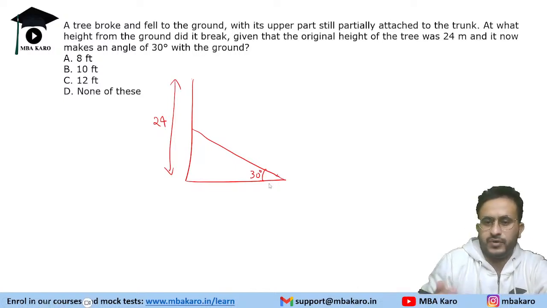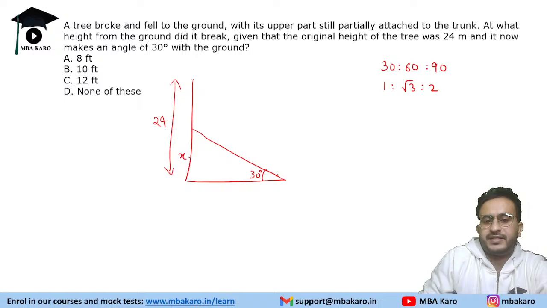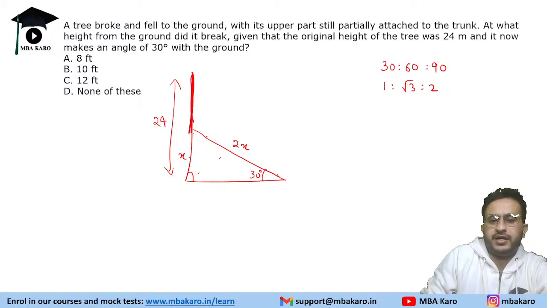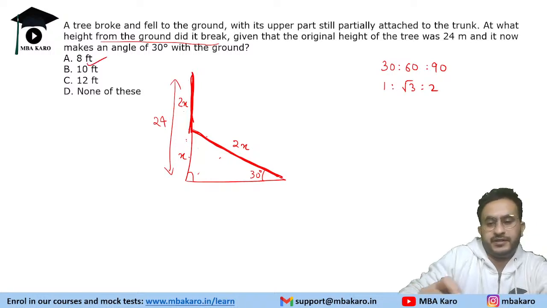Okay, so question on heights and distances. So a 30, 60, 90 triangle is forming, right? So this is the ratio. Now if this is x, then opposite the 90, the side will be 2x. So this was the tree. Now this part, which was supposedly upright, has now fallen like this. So total was 3x. So this 2x has now become 2x here. So that was the original tree. So total 3x is 24. It is asking at what height from the ground did it break. So x is equal to 8 feet.